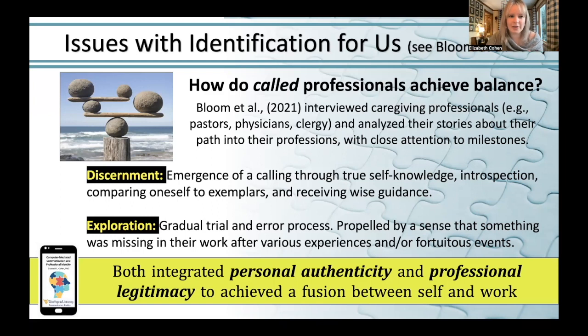But back to the balance part, you can see the rock balancing, trying to get really literal with this. It's really about the integration of personal authenticity. Now I'm using Bloom's language, but I'm trying to connect it back to what we were saying about the balance between the personal identity and the social identity. Personal authenticity and professional legitimacy to achieve a fusion between self and work. Again, I don't think they're saying anything different, they're just using different words. Personal authenticity: people need to feel like whatever they're doing in their work connects to who they are as a unique individual.